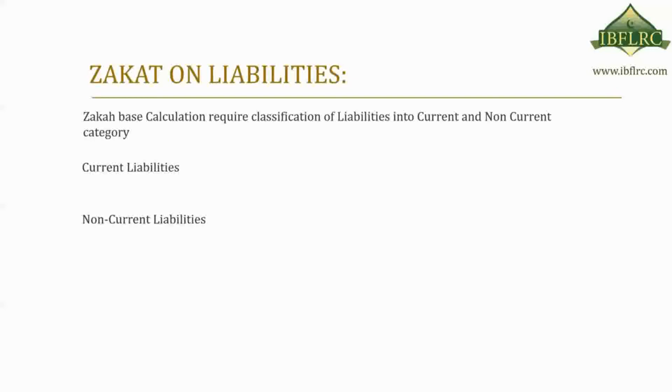Zakat base calculation requires classification of liabilities into current and non-current categories. The current liabilities include the balance of current accounts, amounts payable to the creditors of sold goods, creditors of purchased goods, payment papers, short-term loans, overdrafts, accrued expenses, prepaid incomes, etc. All the current liabilities should be deducted from the Zakat base. Non-current liabilities include the debt arising from the purchase of non-zakatable fixed assets on debt. Therefore, they should not be deducted from the Zakat base.